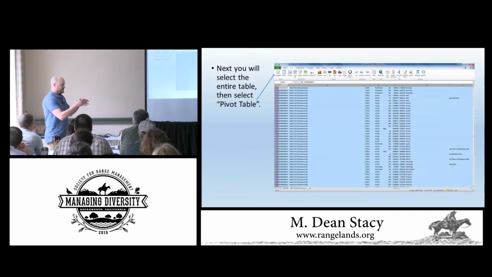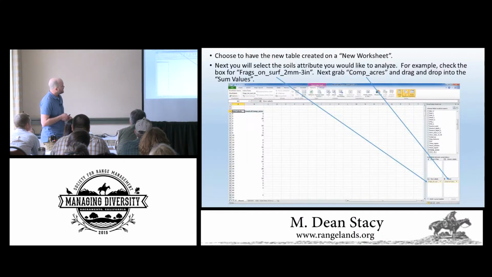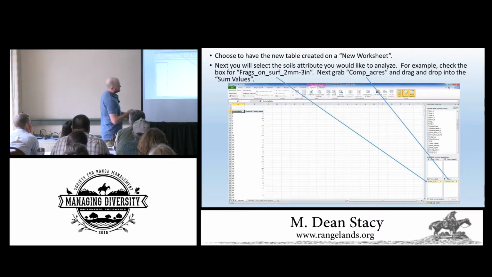Okay, once you have that data from NASIS, you open it up in Excel and you paste it in there, and then you end up selecting a pivot table. I didn't even know what a pivot table was before I had this job, but it's pretty neat tool. For this example, there's all sorts of soil and physiographic features that you'll analyze. But just for this example, you have your fragments on the surface between 2 millimeters and 3 inches. And when you select that over here in this right column, it'll drop down in that area. And then you'll actually go to your component acres and you'll drag it down into that box.